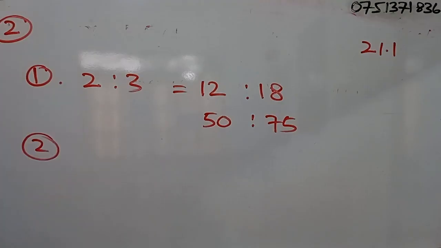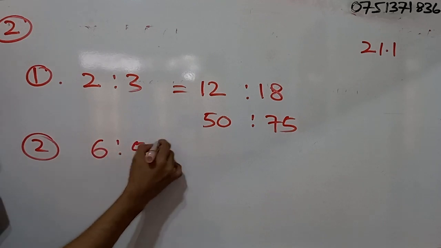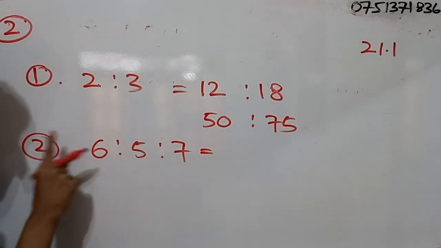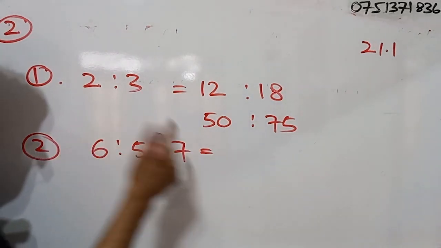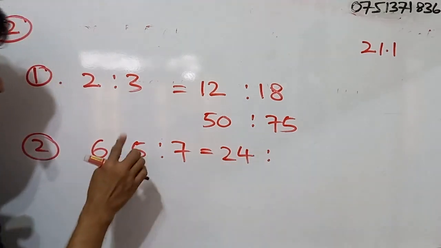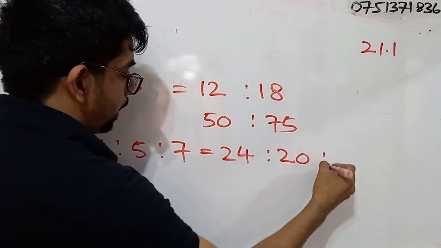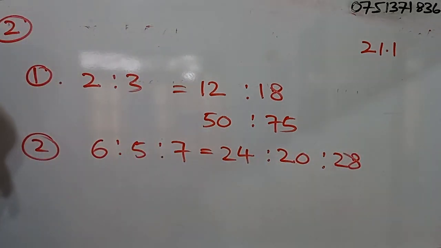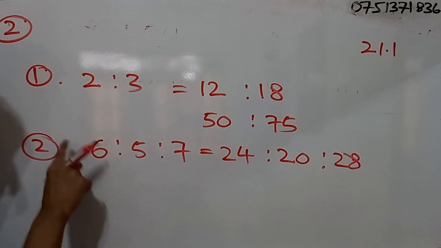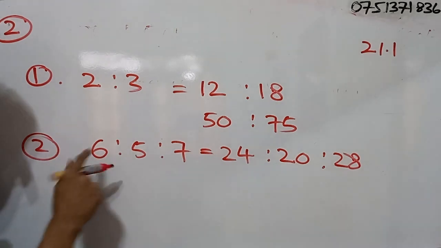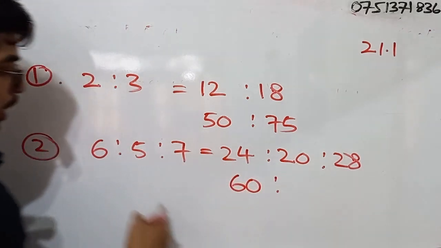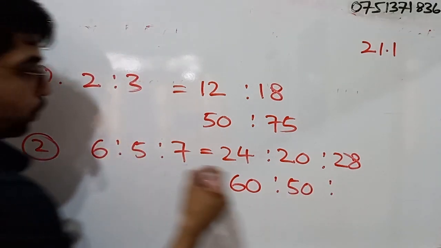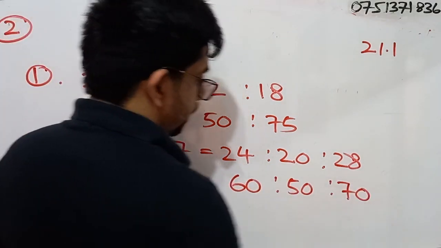And 3 into 25, what is that? 75. Right. Part 2. So I have 6 to 5 to 7. So I will multiply this ratio by 4. So 6 times 4, what is that? 24. 5 times 4, what is that? 20. 7 times 4, what is that? 28. So for the next equivalent ratio, I will multiply this ratio by 10. So 6 into 10, that is 60. 5 into 10, that is 50. 7 into 10, that is 70.